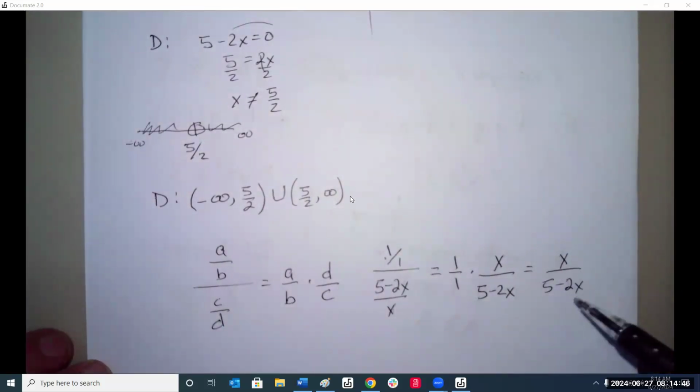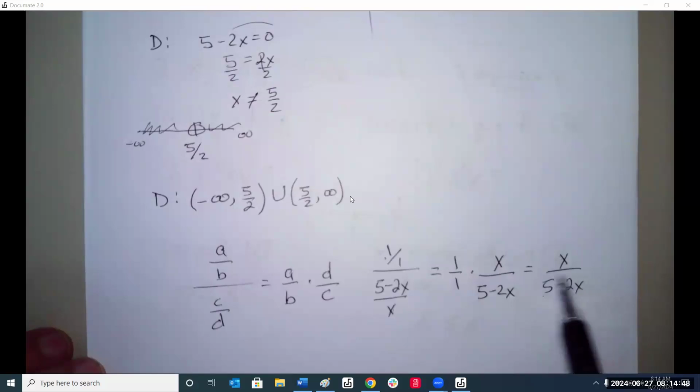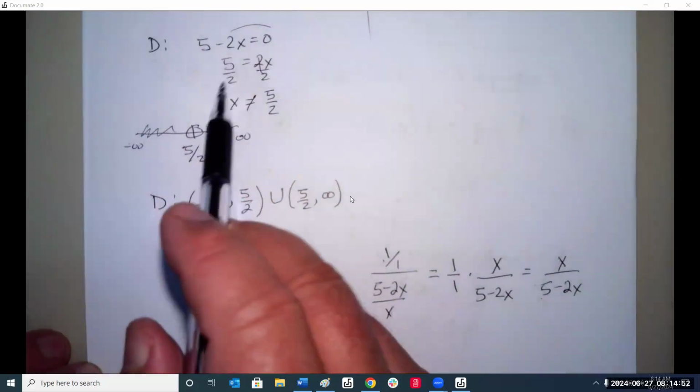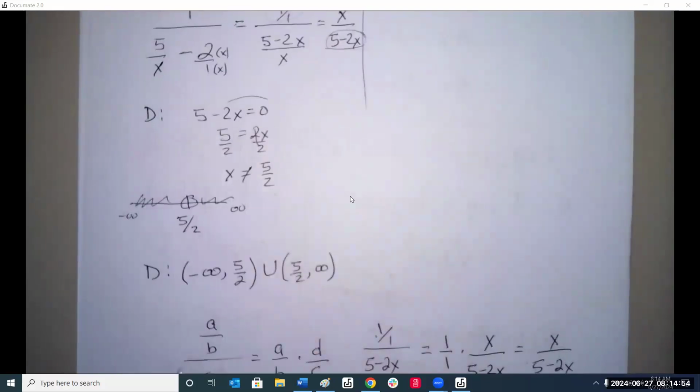And because it's a fraction, the only numbers we cannot use are what makes the 0 on the bottom. That's what we did this part here to find the domain. We cannot use this number. All right, let's look at the second one.